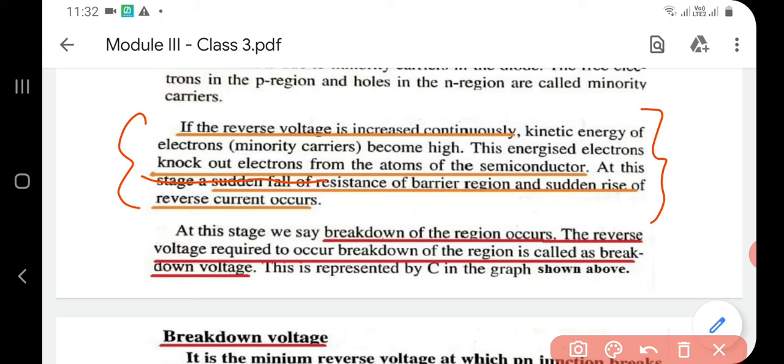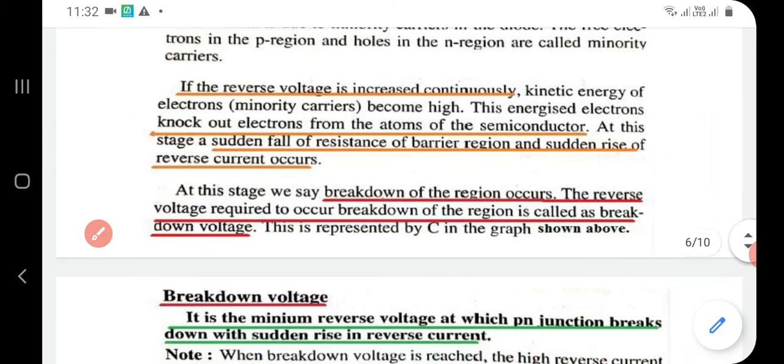Now, the reverse voltage required to cause breakdown of the junction region is called breakdown voltage. This is also another definition. You can choose any of these definitions, and it is represented by the point C in the graph. I have already told you that it is called breakdown voltage.